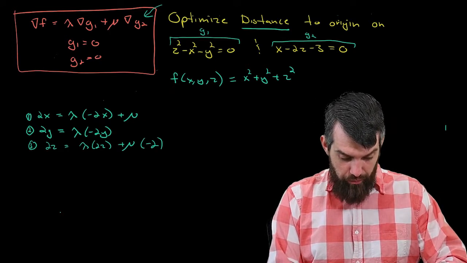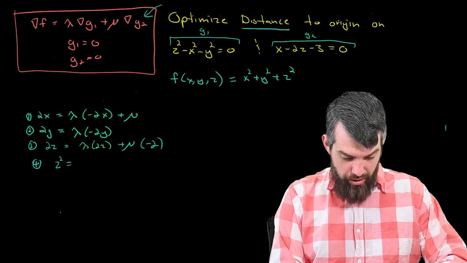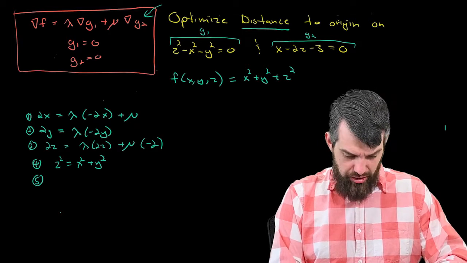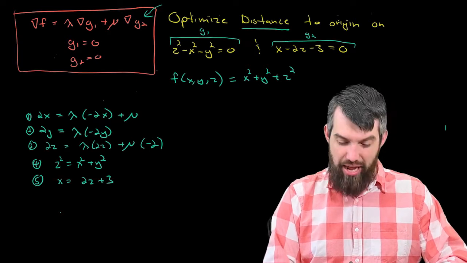And then finally, the fourth equation I'm going to have is still the z squared equals x squared plus y squared. That's just sort of rearranging the g1. And then for 5, it's just the g2. So maybe I'll write this as x is equal to 2z plus 3. I just slightly rearranged it.